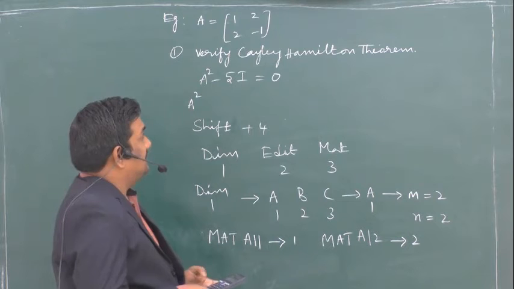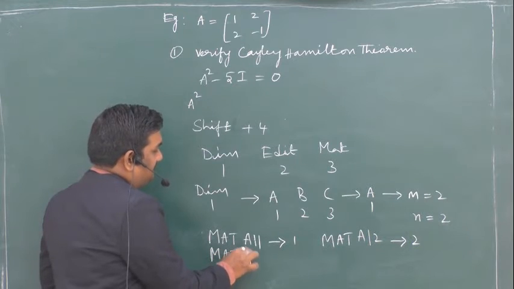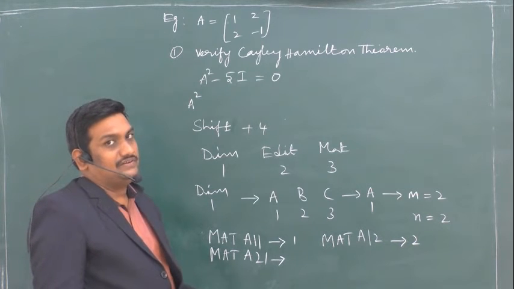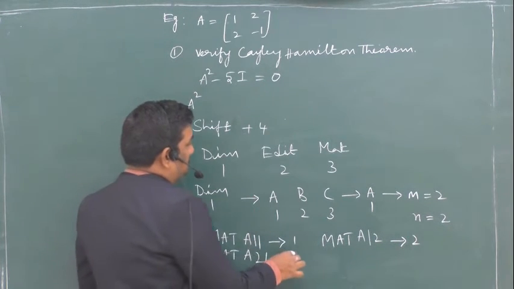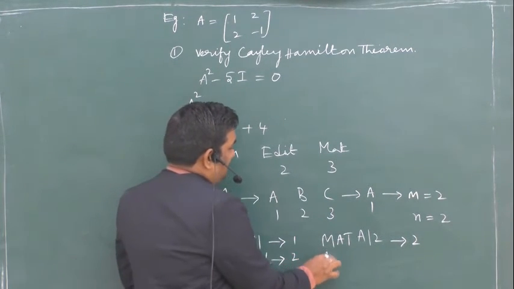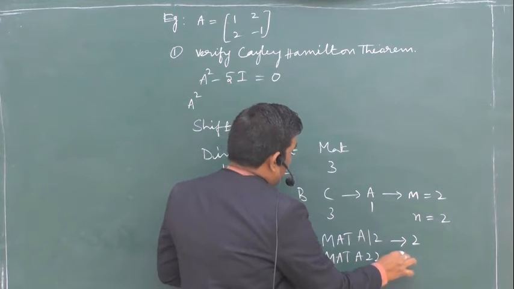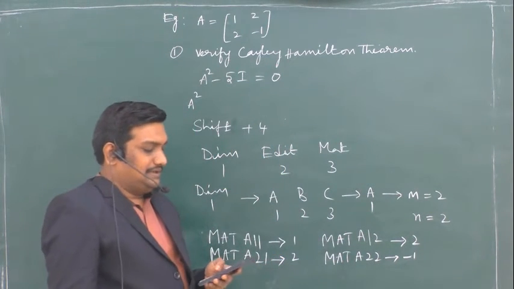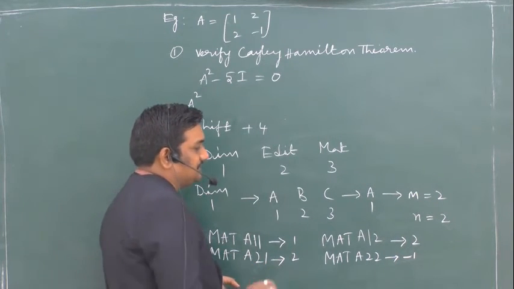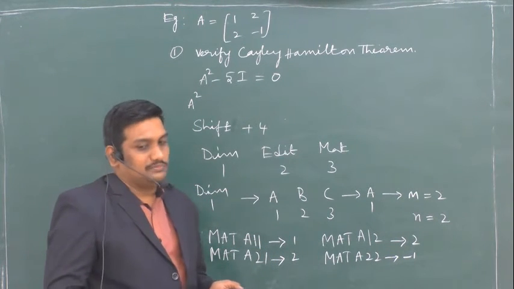Then it is asking for mat A21. It is the element in the second row and first column. It will be 2, type 2 and press equals. Then we need mat A22. Mat A22 is -1. So use a small minus, enter -1 and then equals. So you have entered all the elements into the matrix, the elements are 1, 2, 2, -1.